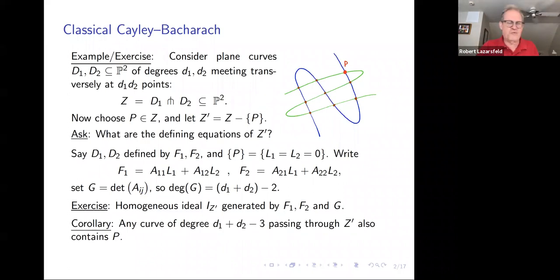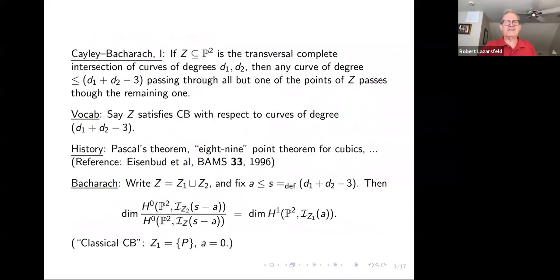Okay, so this is one form of the famous Cayley-Bacharach theorem. So let me just state it like this. The Cayley-Bacharach theorem says what we just learned. You take the transversal intersection of two curves in the plane of degrees d1 and d2. And let's call that finite set of points Z.